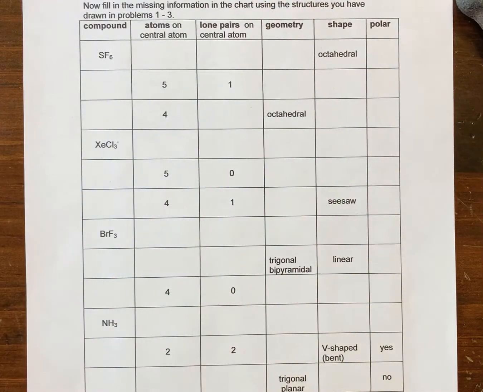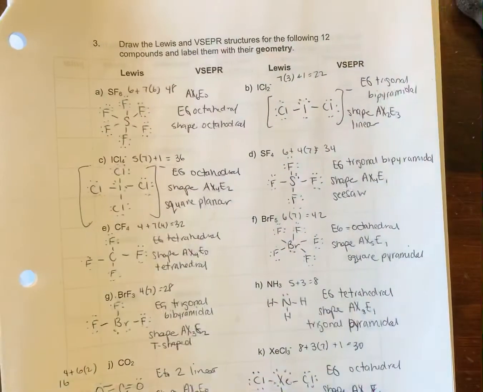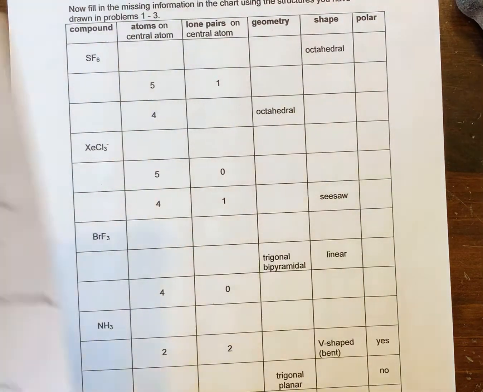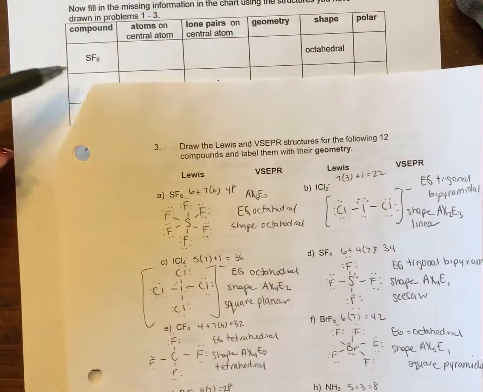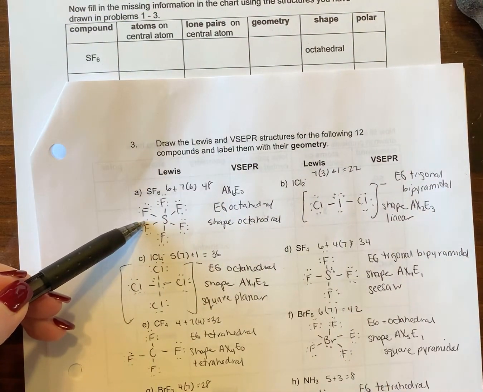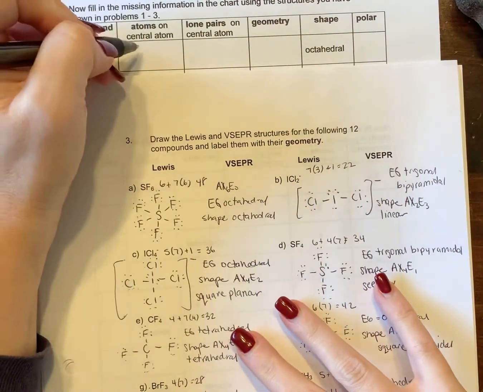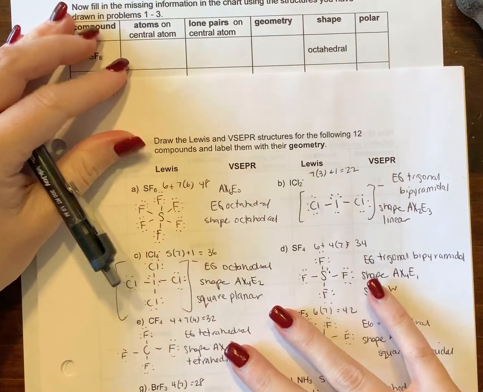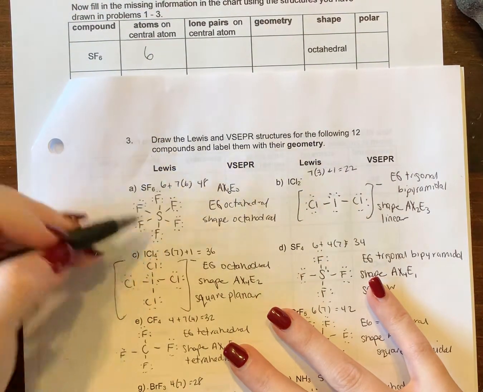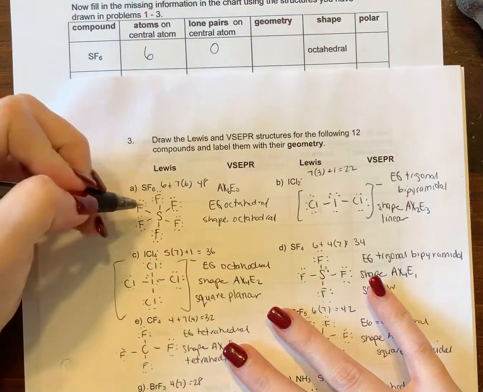All right, so this last page, it's a chart, and we're going to use our structures that we've drawn to figure some of these out. Okay, so the first one here, we have SF6. So we found that one already. The number of groups on the central atom is 6. Number of lone pairs, 0.